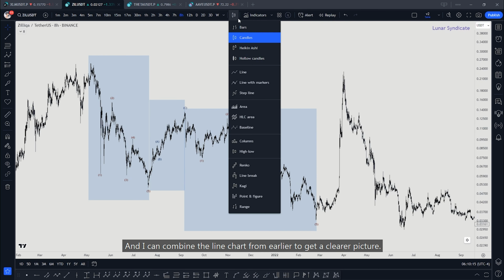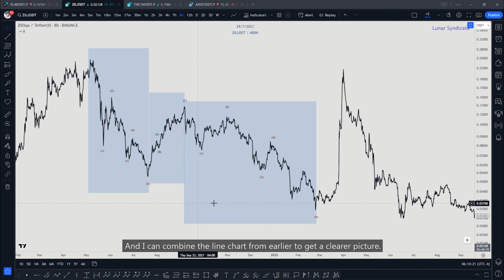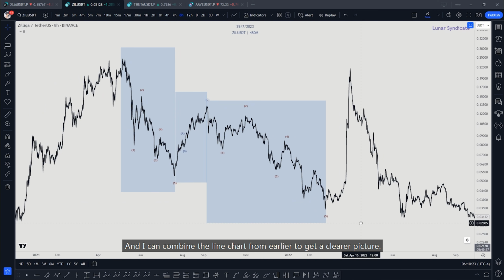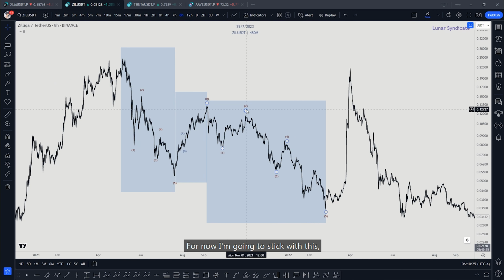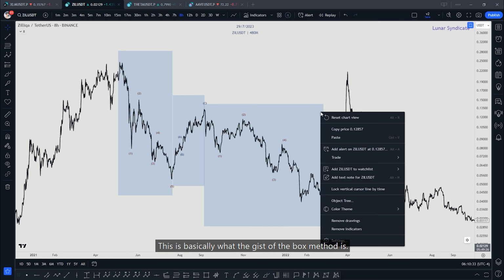And I can combine the line chart from earlier to get a clear picture. For now, I'm going to stick with this, even though I could probably count this a bit better. This is basically the gist of the box method.